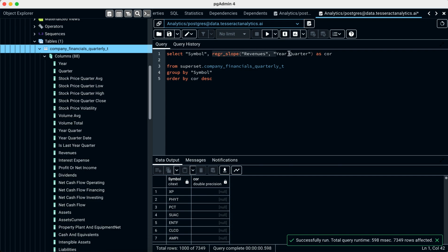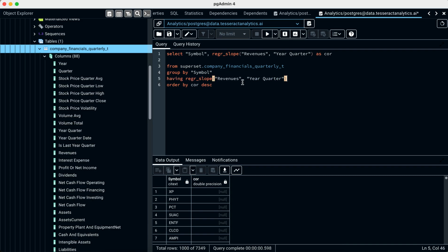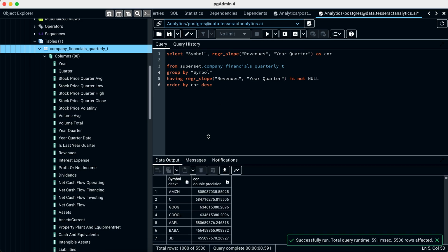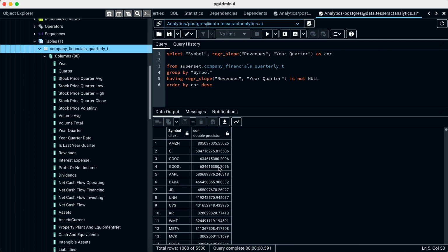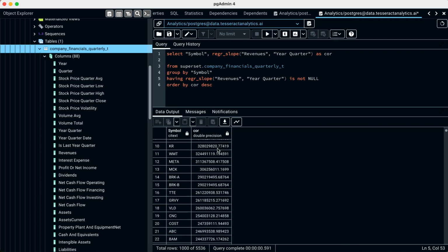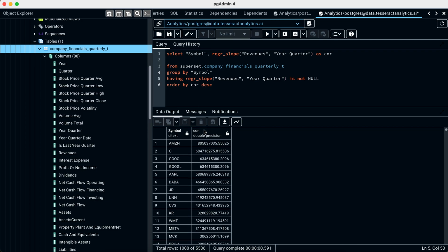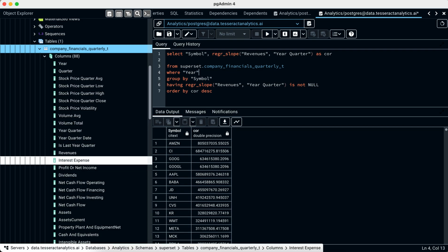Let's do descending. We need to filter out the nulls because we don't have data for certain companies. Whoops, it is not null. Okay, there we go. We have Amazon, Google, Apple, Alibaba. They're all growth companies that have grown. This is for all time. We may want to further filter by year. For example, we can say where year is greater than 2015.